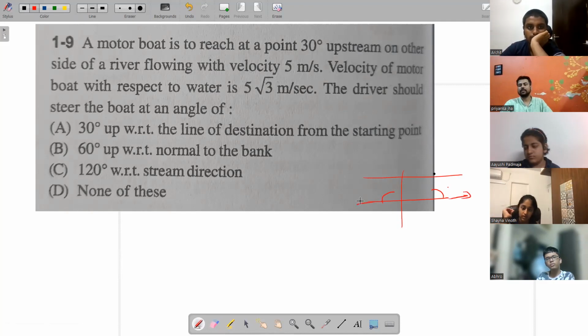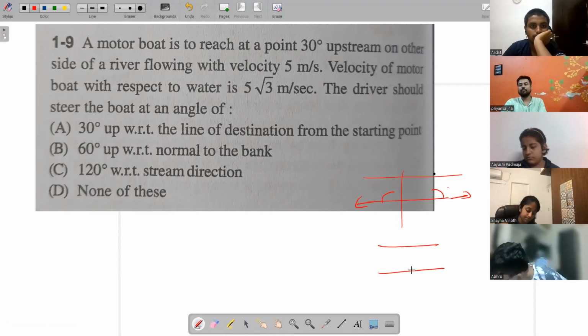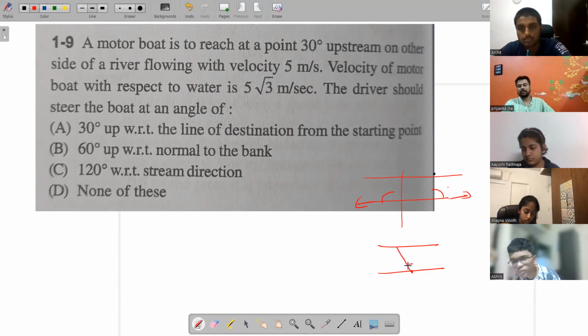So this is 30 downstream. Sorry, so a 30-degree upstream angle would be the one below. The boat is to reach a point 30 degrees upstream. See, if a motor boat starts, it will reach this point, right? So this will make 30 degrees with upstream, with the normal. So this should be 30 degrees.